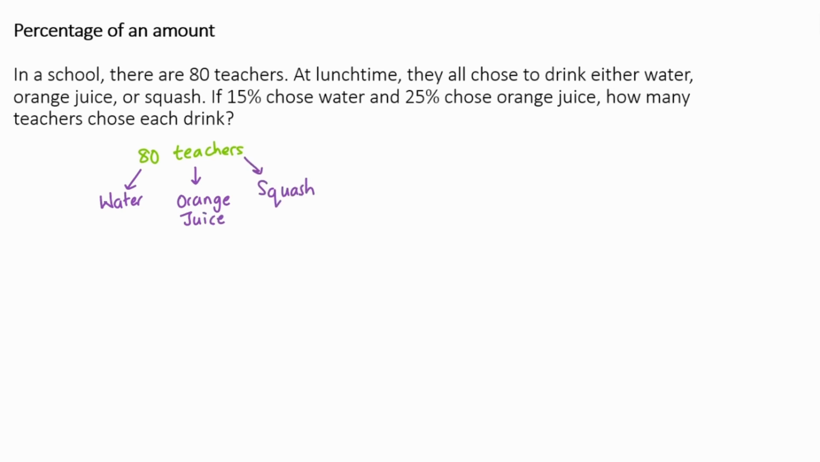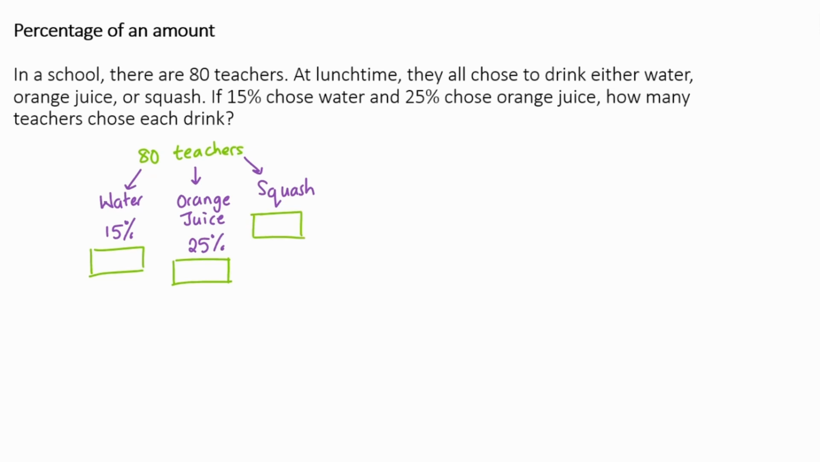If 15% choose water, so I'm going to put 15% there. 25% choose orange juice, so I will put 25% under orange juice. We need to find out how many teachers choose each drink. So we need to find the number of teachers that have each drink.